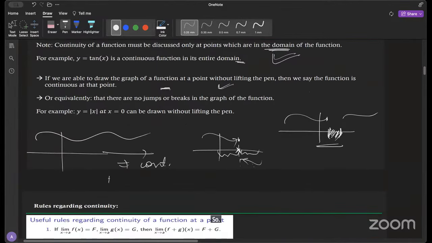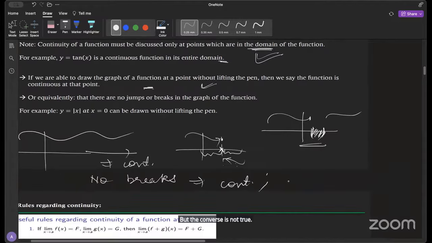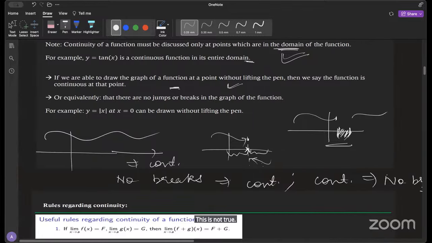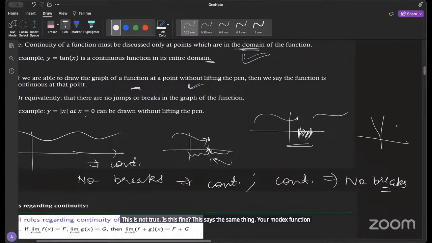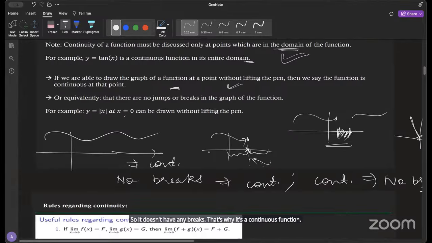So, in simple words, no breaks implies continuous. But the converse is not true. That means if your function is continuous, this doesn't mean it's not going to have any breaks. This is not true. Is this fine? This says the same thing. Your mod x function is this, right? So it doesn't have any breaks. That's why it's a continuous function. Is this okay?